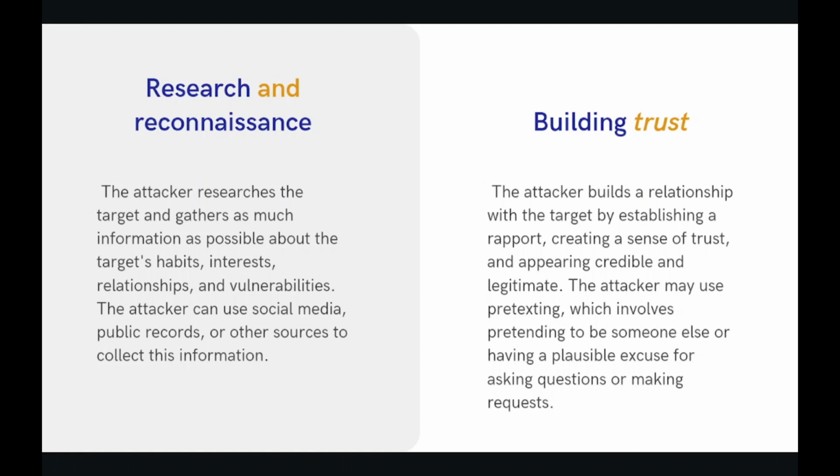For example, an attacker may look at the target's social media profile to gather information about their interests, hobbies, and relationships. They may also search for public records such as property records or court filings to learn more about the target's personal and professional life. By gathering this information, the attacker can create a highly convincing pretext for their attack.